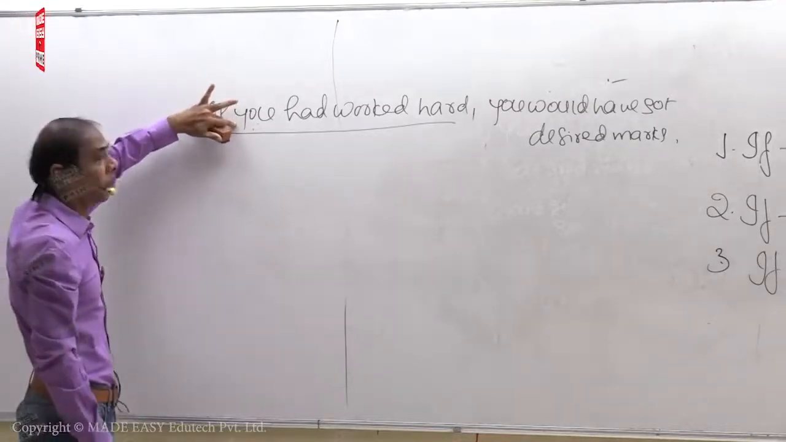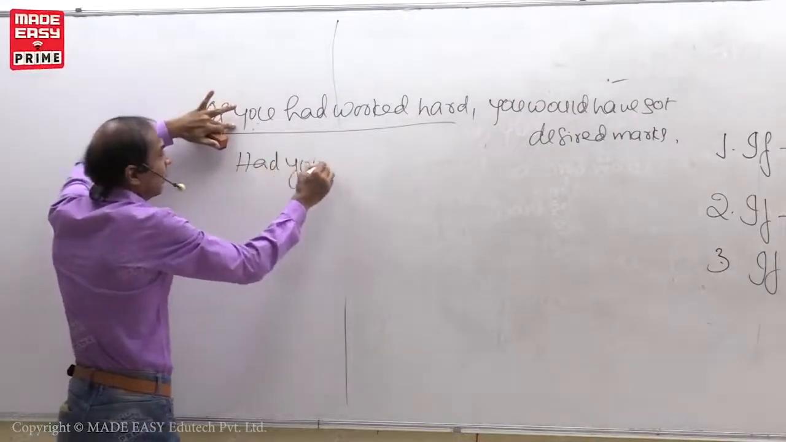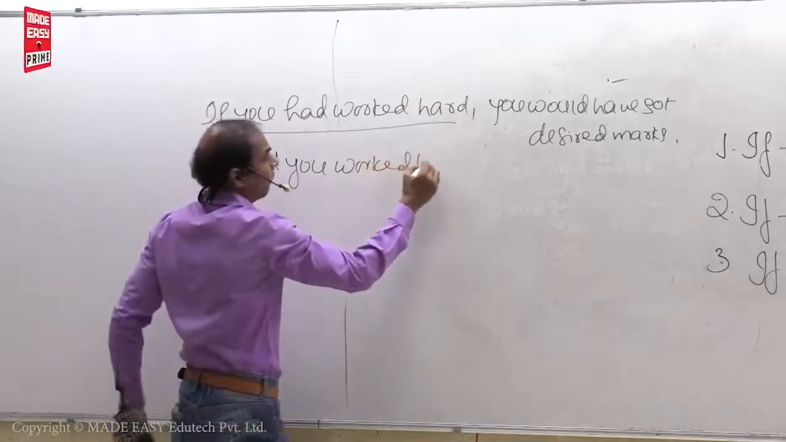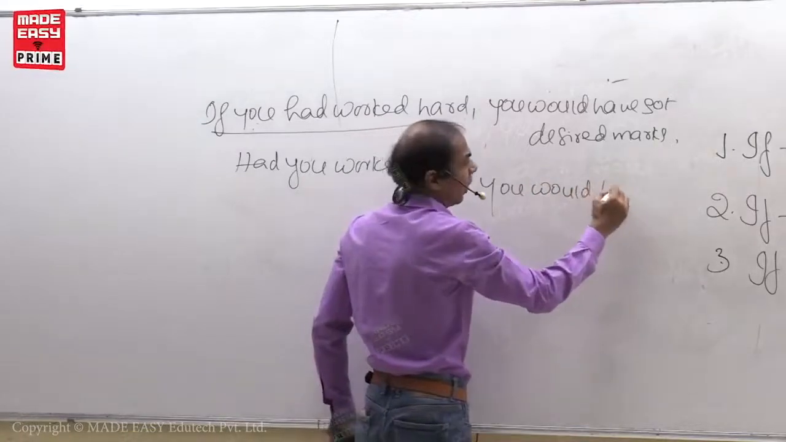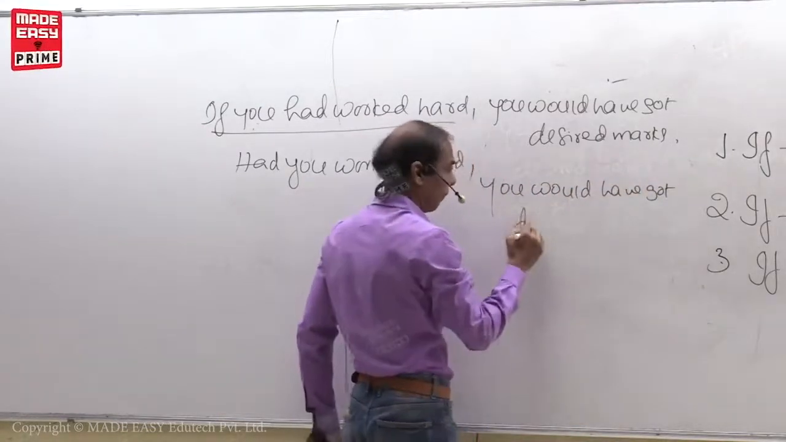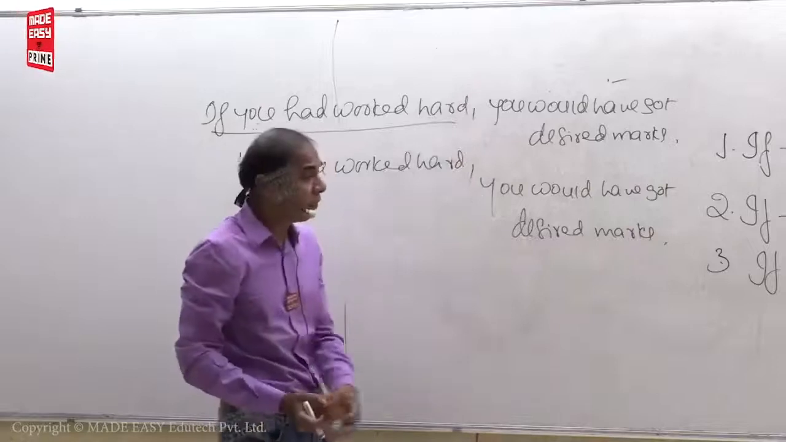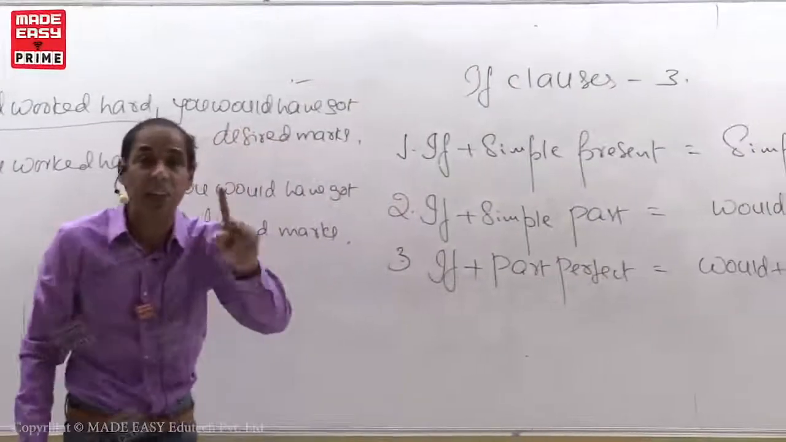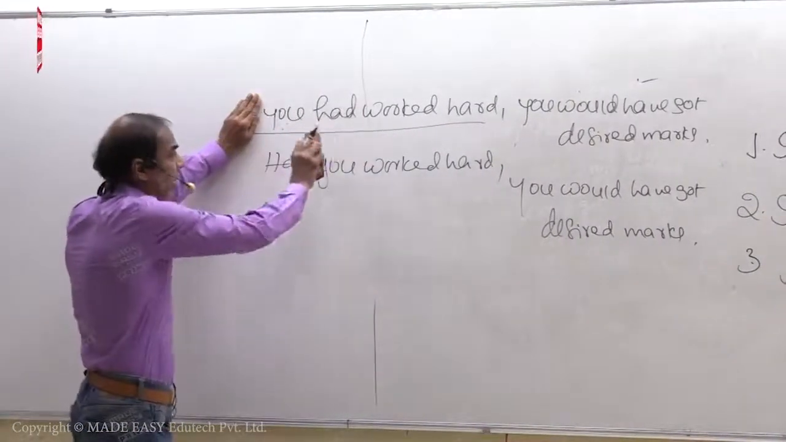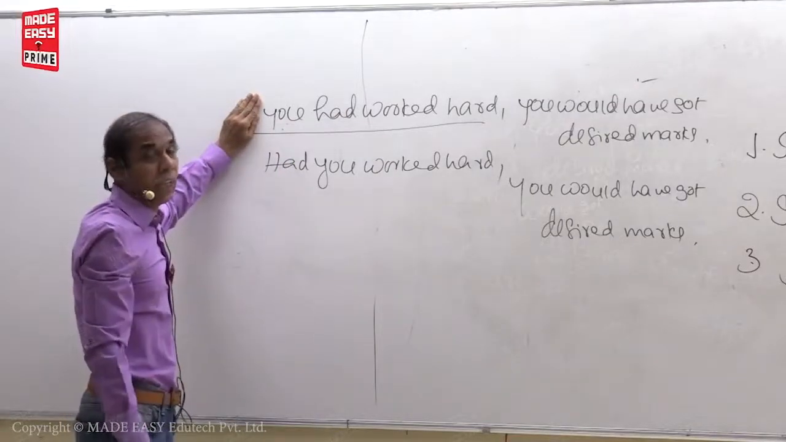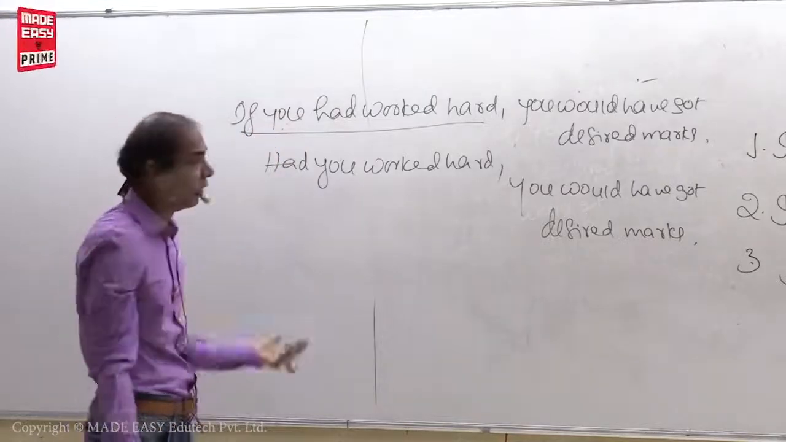If you want to make an interrogative form, what is the rule? Put the special verb at the beginning of the sentence. Had you worked hard? Second is as usual. You would have got desired marks. That's it. It means if plus past perfect can also be said in inverse form. What is inverse form? Remove if and change the remaining part into interrogative form. To make an interrogative form, what is the rule? Put the special verb at the beginning of the sentence. I told you earlier. That's it.